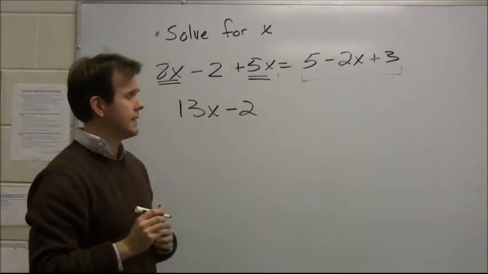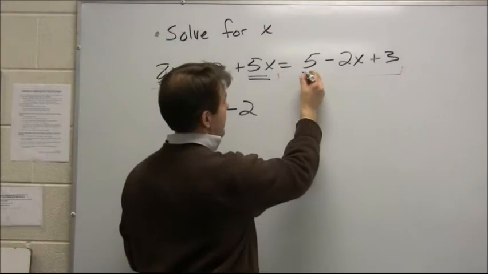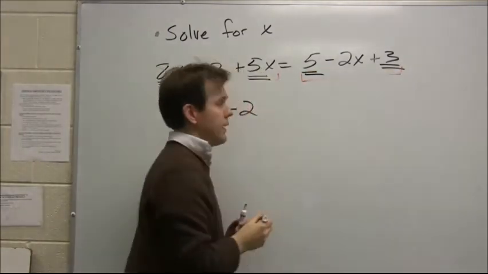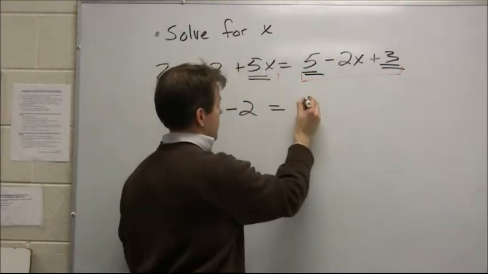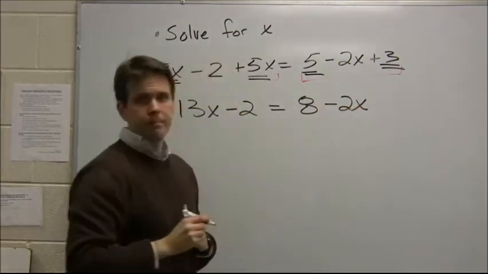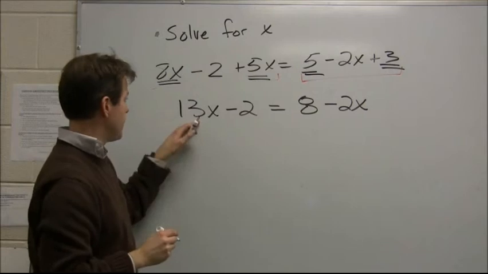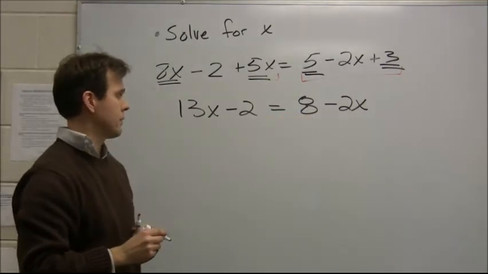Okay? How about the right-hand side? Can I combine anything on that side? Let's see, I've got a 5 and a 3 I can combine. So I'm going to get equals, and then just put 8, and then bring down your minus 2x. Now it looks like a similar problem we did earlier, right? We have 13x minus 2 equals 8 minus 2x.